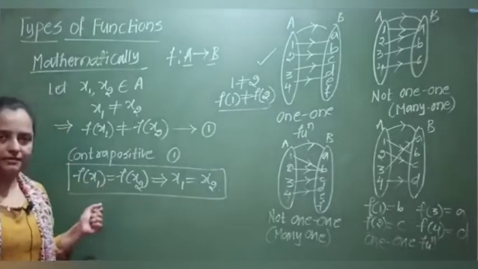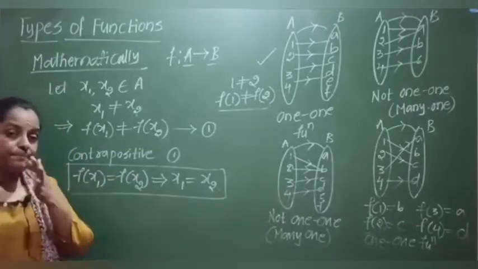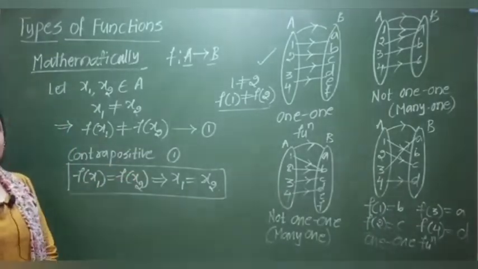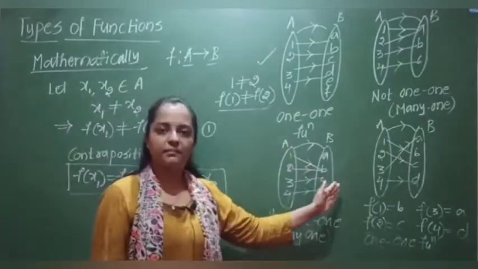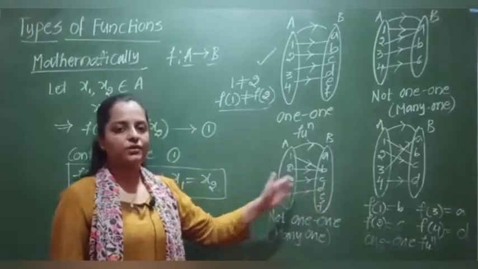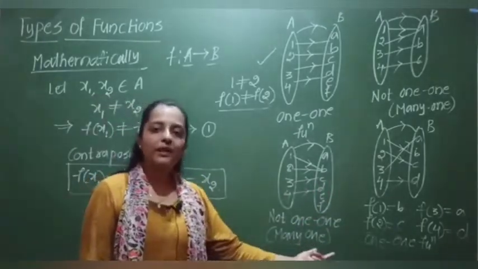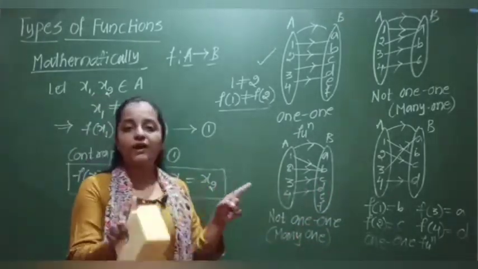Hope you are all getting this one. A 1-1 function means different elements in the domain should have different images in the codomain. That time the function is called 1-1. There should be 1-1 connectivity.